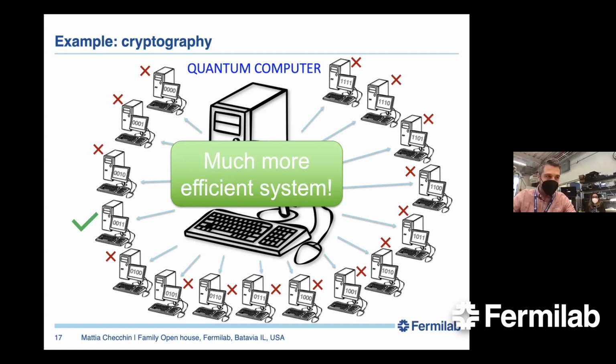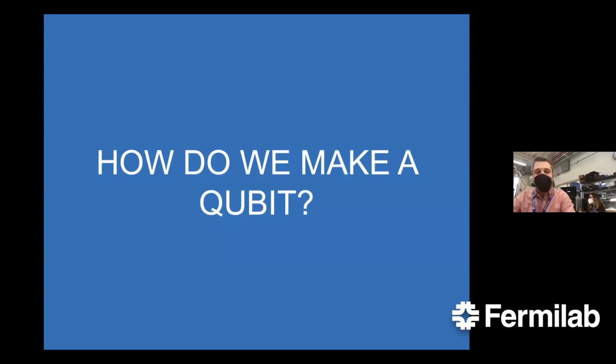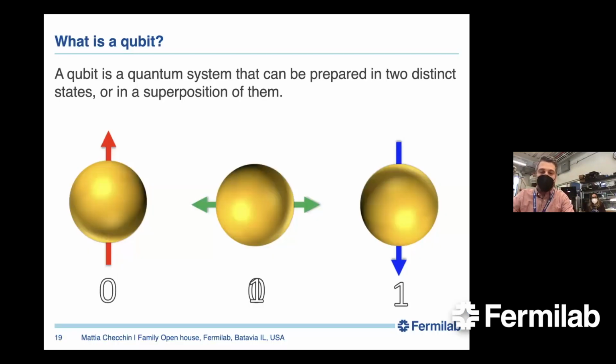So in other words, you could imagine that the parallel processing of the computer is already built into the quantum bit itself. That is the main powerfulness. So how do we make a qubit? A qubit is a pure quantum mechanical system. It is basically a system that can be prepared in a state 0, in a state 1, or in a superposition of the two.